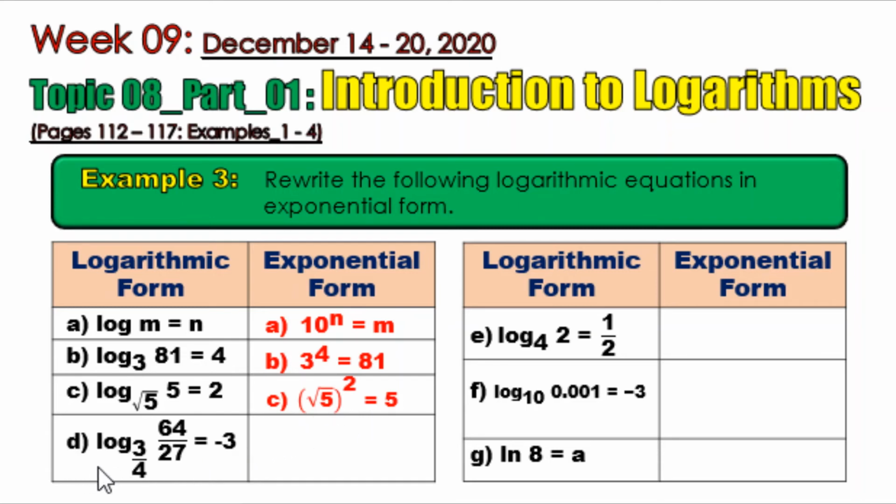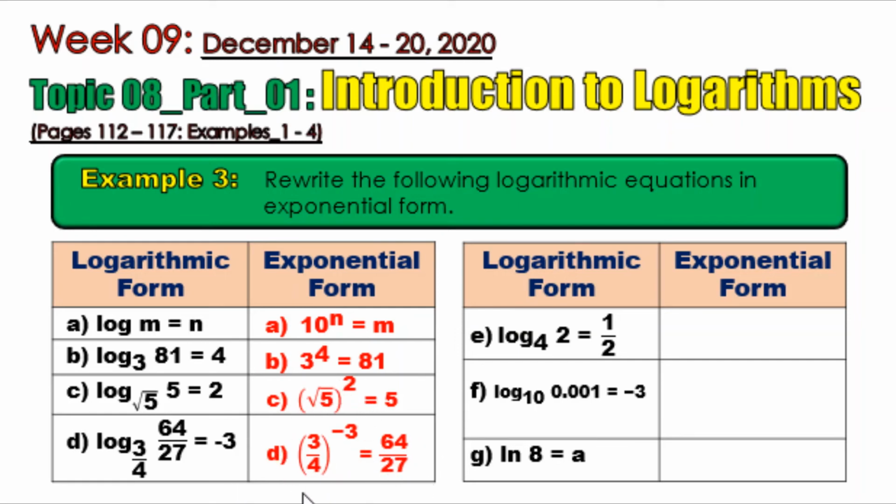Letter D, logarithm of 64 over 27 to the base 3/4 is equal to negative 3. So its exponential form is: we have 3/4 raised to negative 3 is equal to 64 over 27.